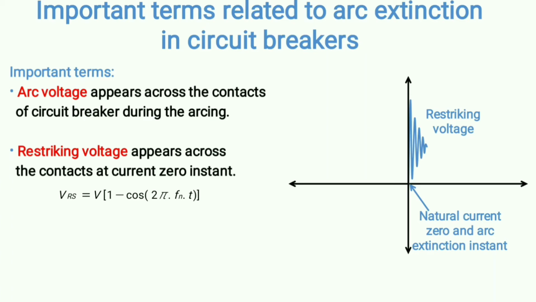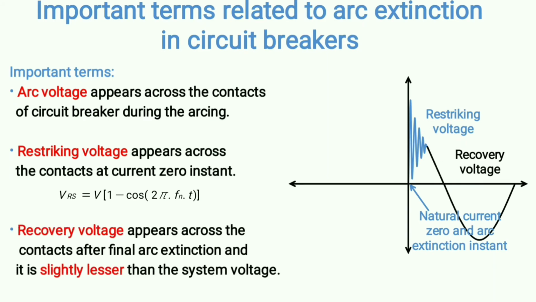And okay, one more thing. Although I said that this is an LC circuit, and in an LC circuit, as we know, there is no decaying factor, in a practical scenario some resistance is always present, and that is why this oscillation gradually reduces. Okay, and finally it vanishes and we get the recovery voltage.